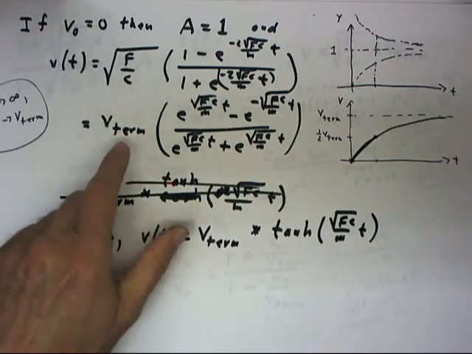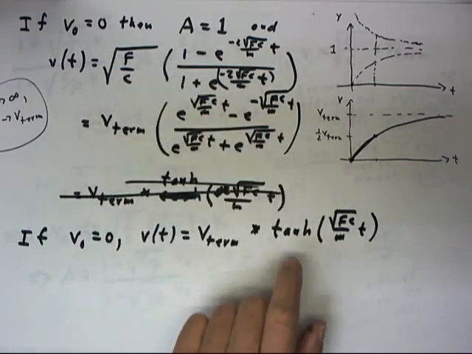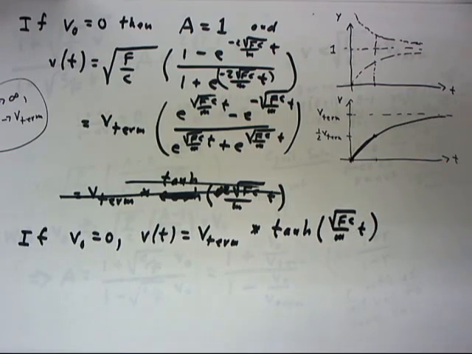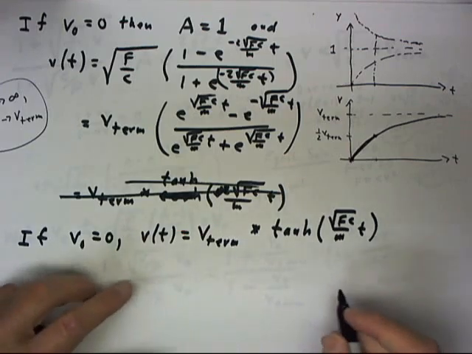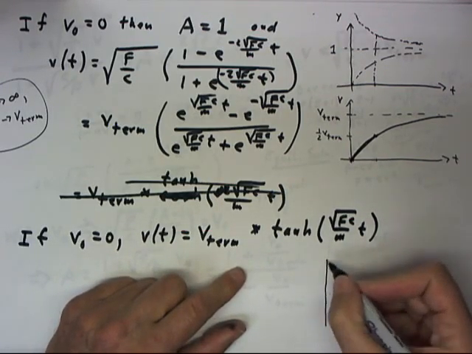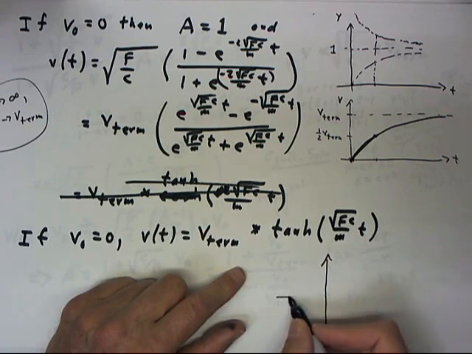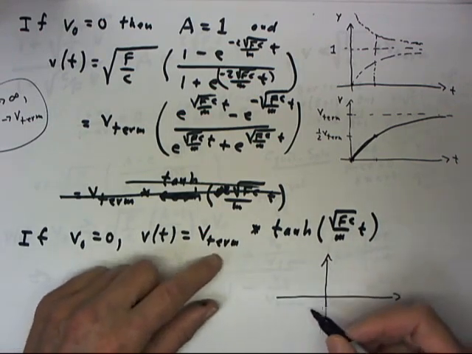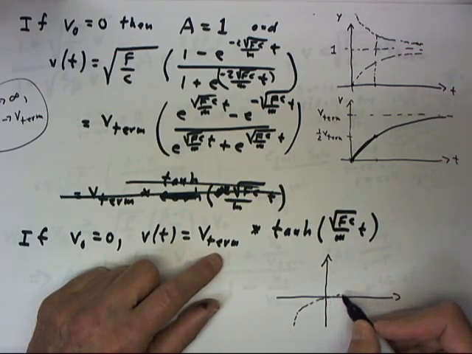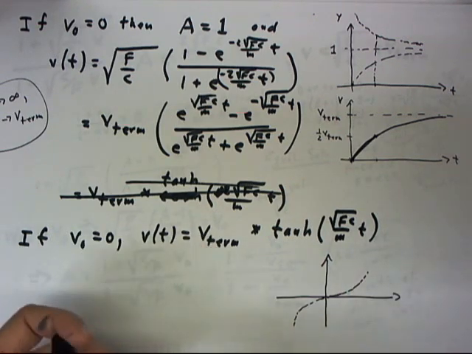We see that v of t equals this, and that this function is just a hyperbolic tangent of the square root of fc divided by m multiplied by t. This makes a good bit of sense. Our hyperbolic sine of t has a graph that looks something like this.